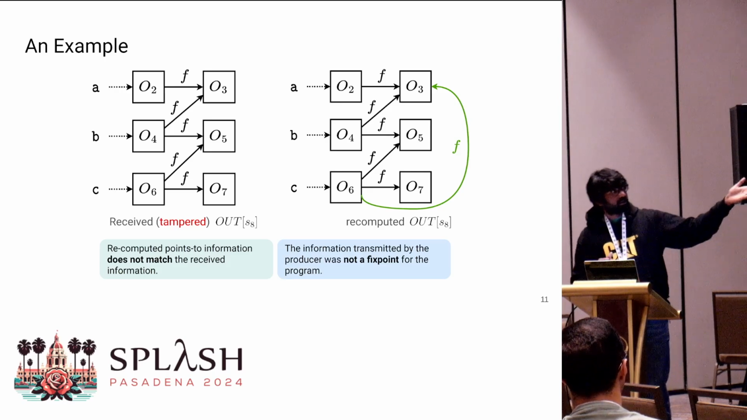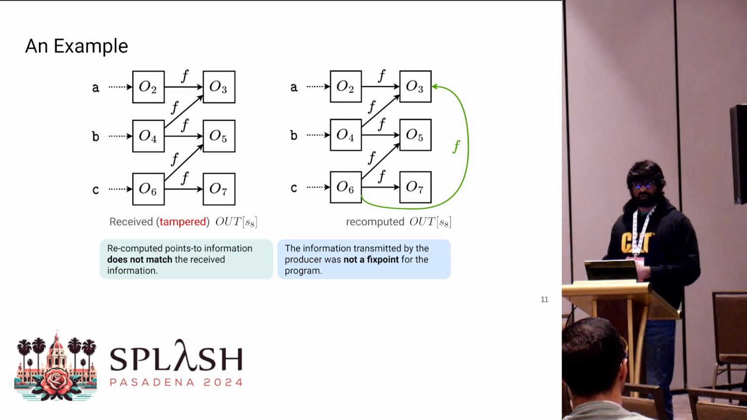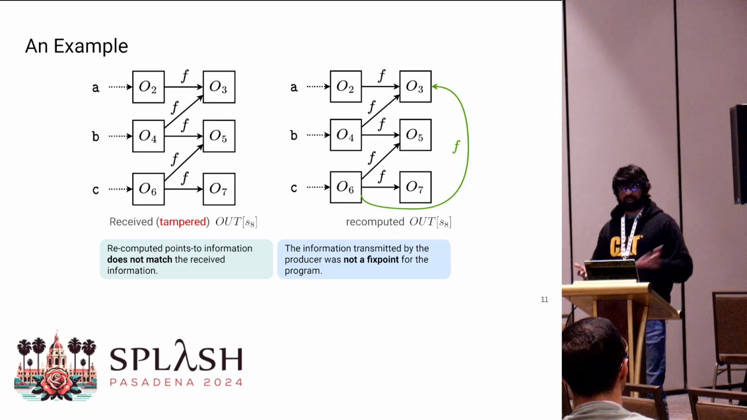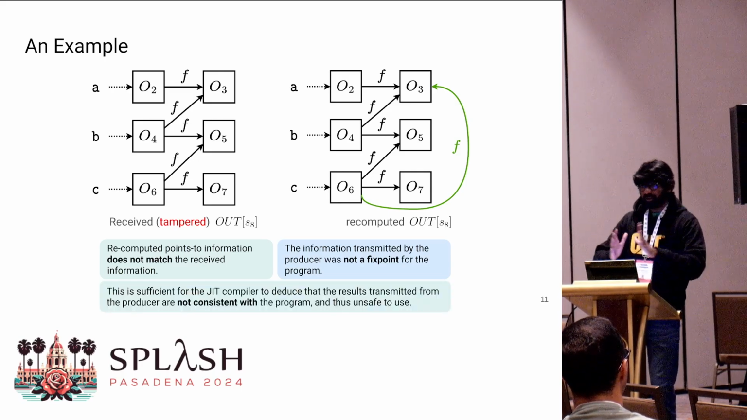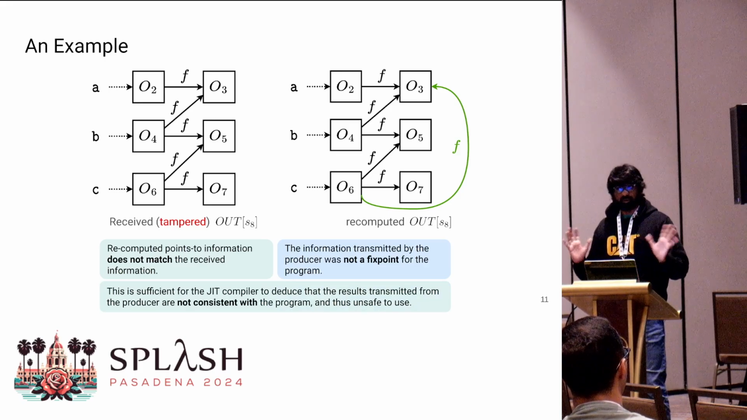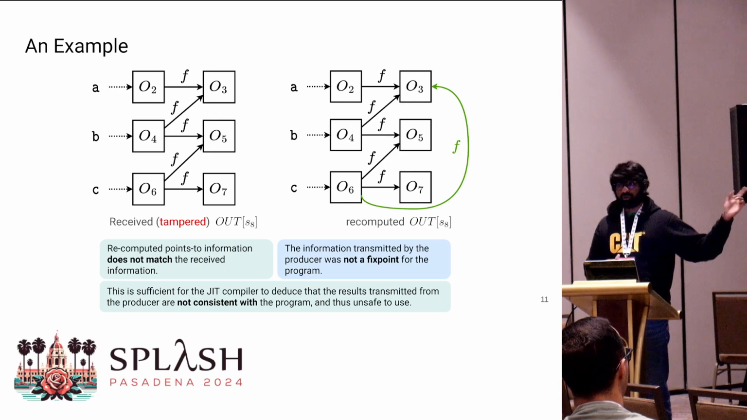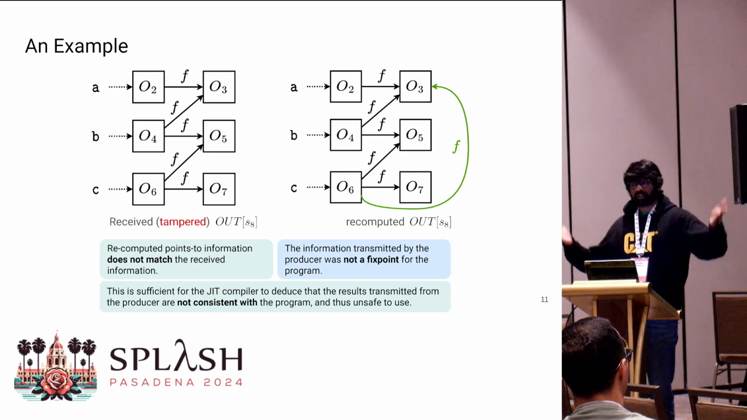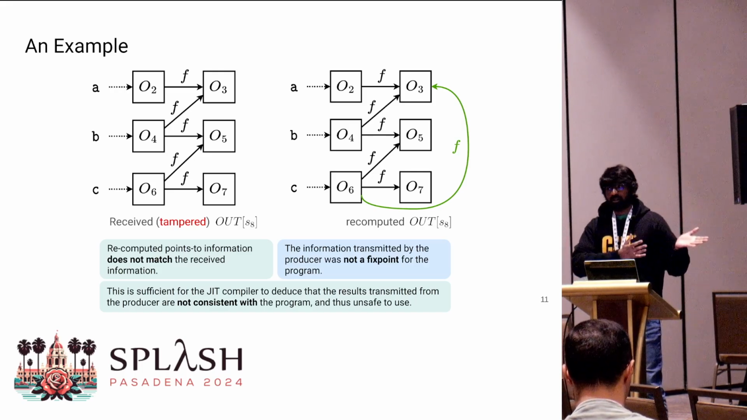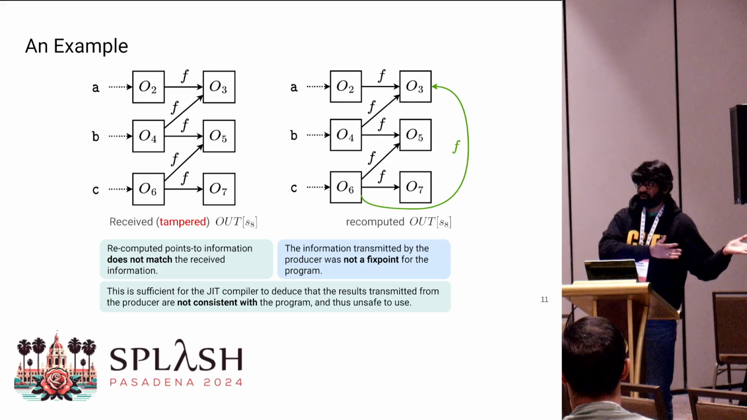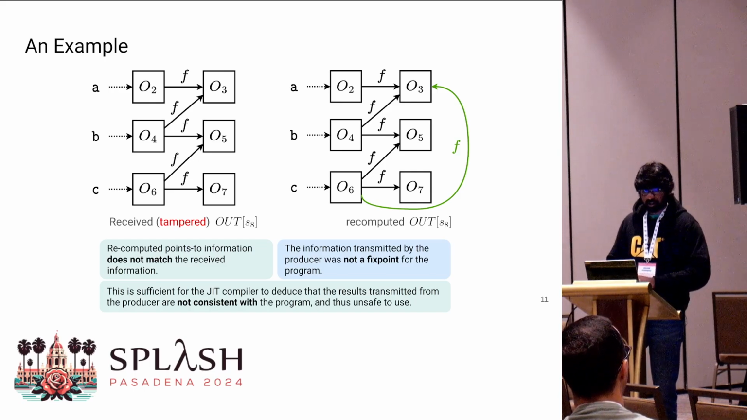Now the direct inference here is that what was originally sold to us by the producer was in fact not a fixed point for that program, because it changed when you recomputed it, right? This forms the basis of the safety checks that we propose in our work. So you are given something that is guaranteed to be a fixed point, you recompute it once, and you observe whether it is a fixed point or not. If it is not a fixed point, you infer that it is not consistent with the program, and therefore it is dangerous to use it to perform optimizations or take compilation decisions, right?